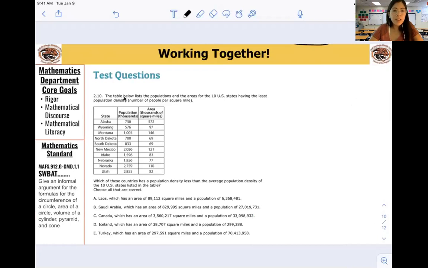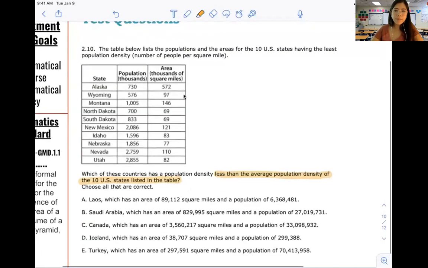It says that the table below is the population and the areas for the 10 US states having the least population density. Which of these has a population density that's less than the average population density of the 10 US states listed in the table? So we need to find the average population density of these 10 states. Well, do we know the population density yet? We got to find it. We know the area and we know the population. So what we need to do is calculate the population density.